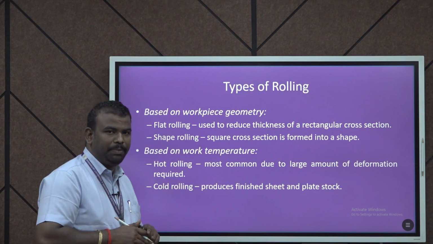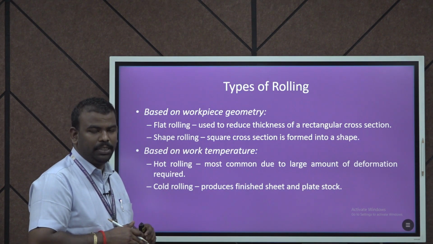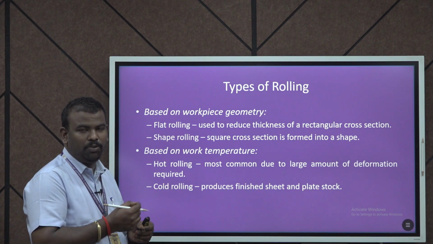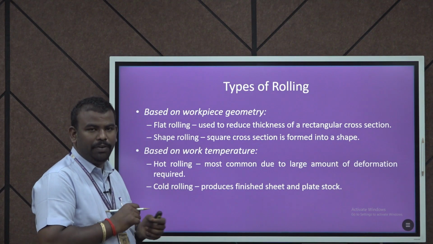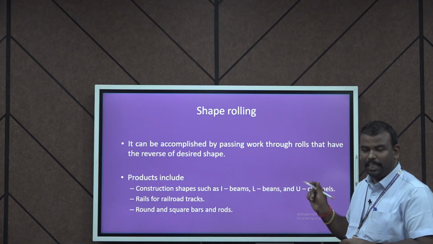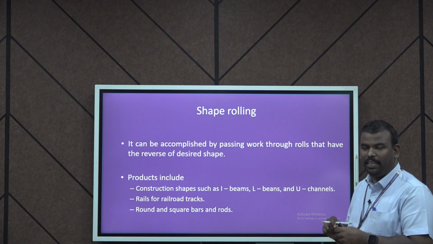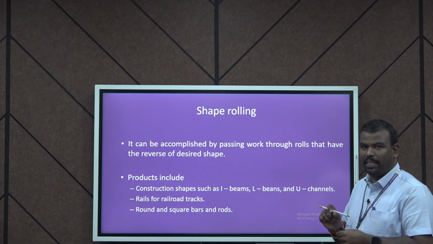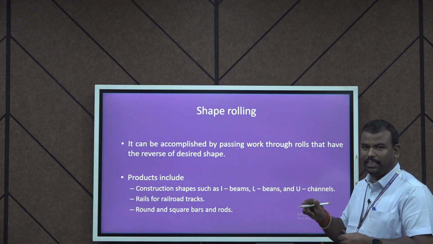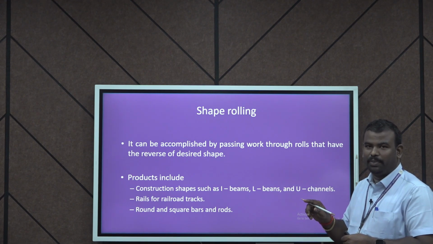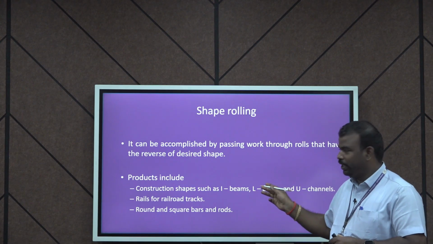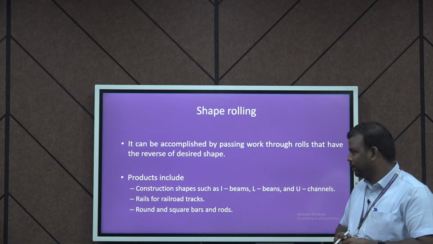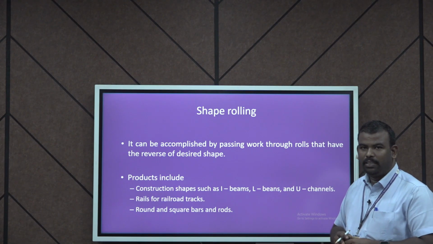The second one is based on the temperature. The first process is hot rolling, the second one is cold rolling. The first one is mostly used where a large amount of deformation occurs. The second one is used for finishing the rolling process. Shape rolling is the process of changing the cross sectional area and elongating the length of the workpiece. At the same time, it forms some shapes like C sections, I sections or U channel shape. The main applications of shape rolling are beam sections and rails for railroad tracks, round rods and square bars.